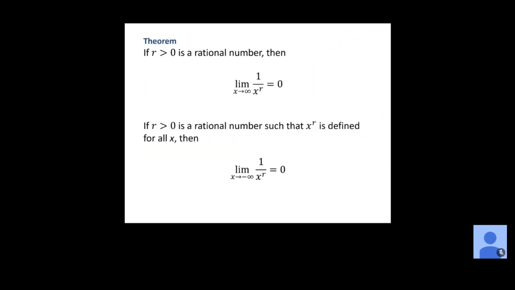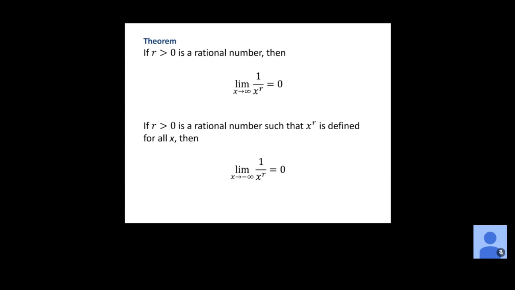All right. Now, if r is greater than 0 and is a rational number, then the limit as x approaches infinity of 1 over x to the r power will always be equal to 0. So it doesn't matter what that exponent is as long as it's some rational value. Rational means fractional, so it could be 2, 3, 4. It could be 1/2, 1/3, 1/4. Does not matter. 1 over x to some power like that will always be equal to 0.